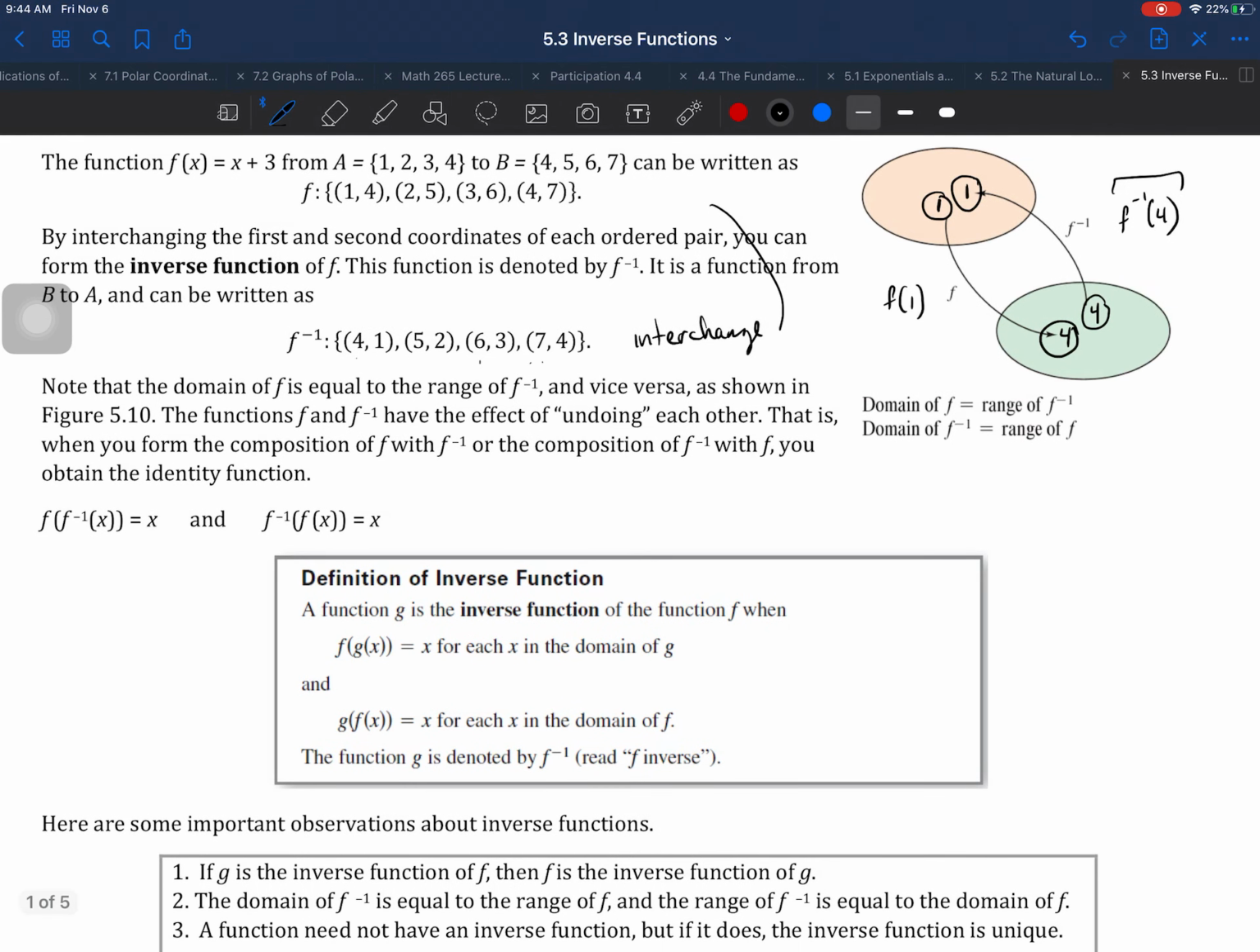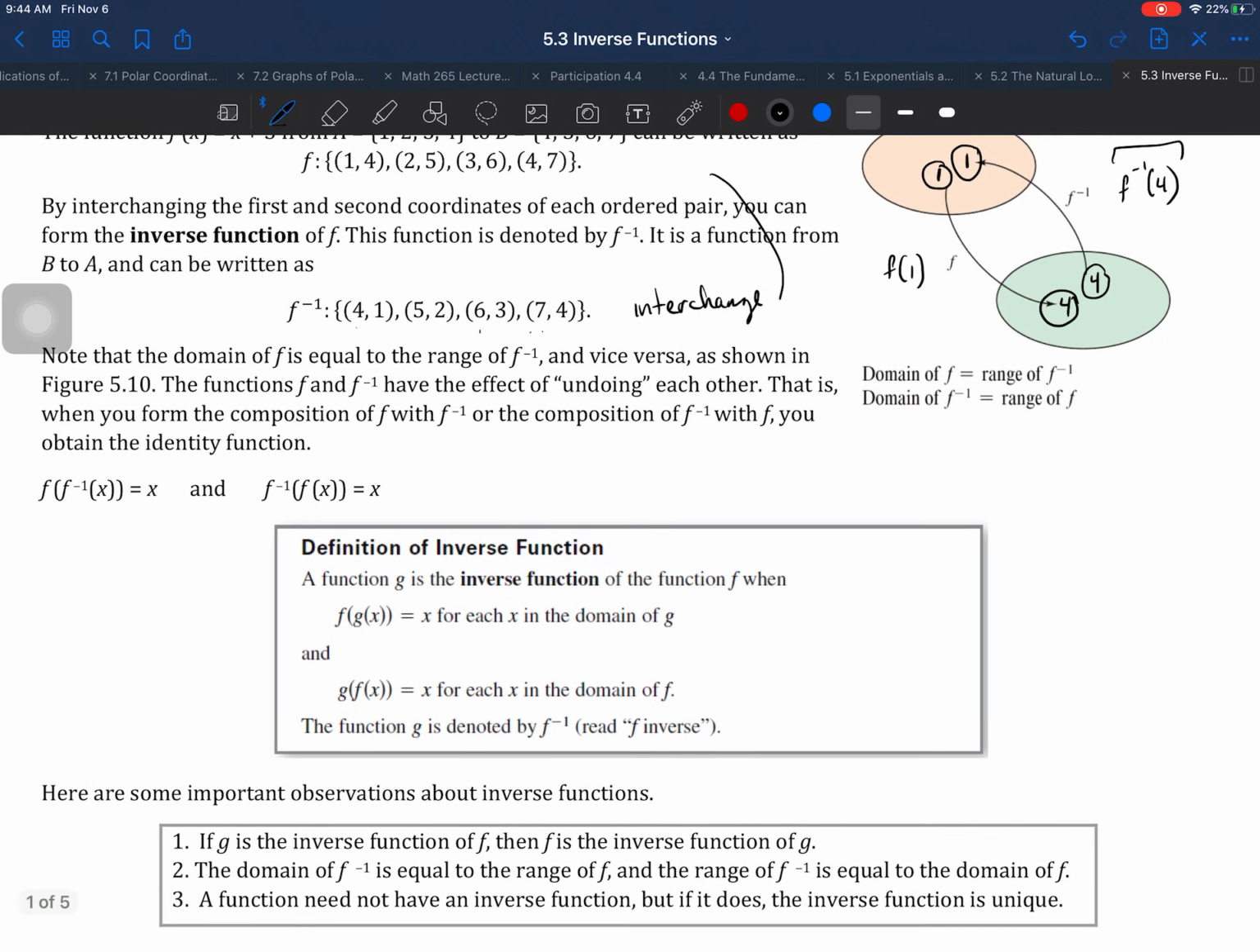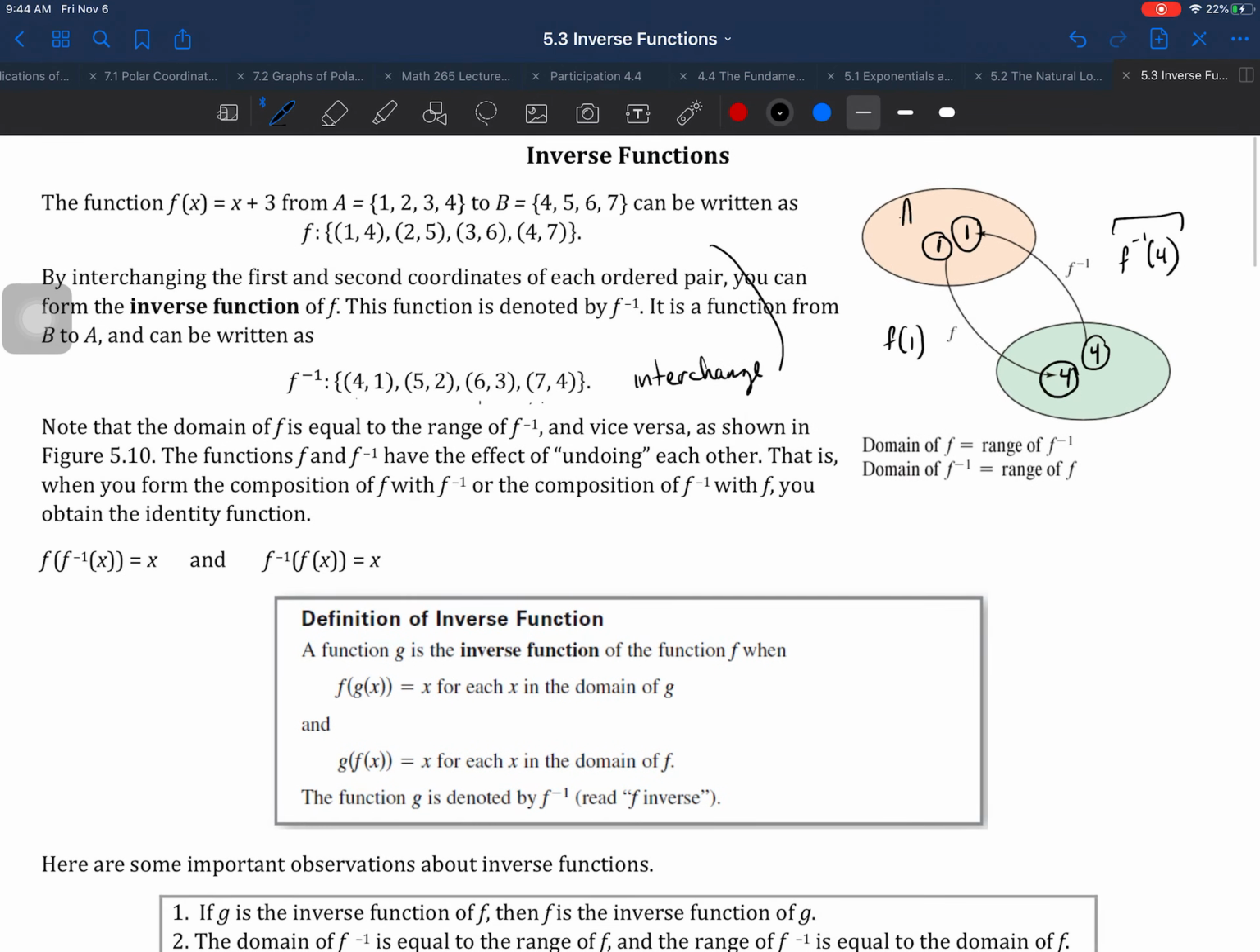This function is denoted as f -1, and we don't call this f to the power of -1. So please be careful. This is not how we read this. We read this as f inverse. And it is a function from B to A. So this is your A, this is your B, so it's a function from B to A, and it's written in that form.